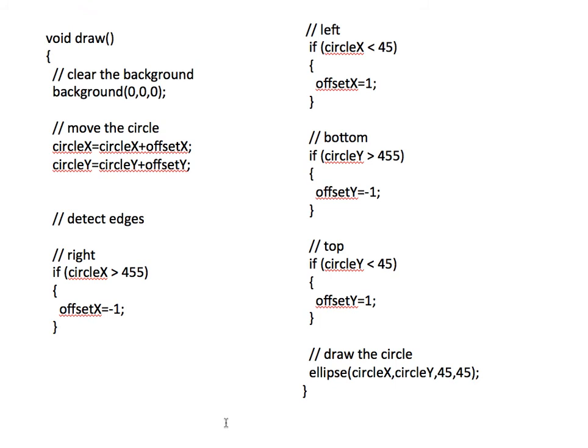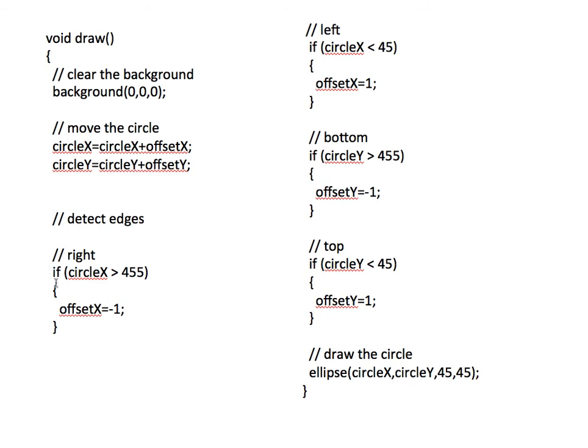So here's the actual code for the draw function, and you can see how it's very straightforward. You think, oh, I'm never going to work out how to do this sophisticated bouncing code, but it's actually very straightforward when you understand the problem. So here we clear the background, then we add the offset values to x and y, which essentially moves the ball. Then we do the collision detection.